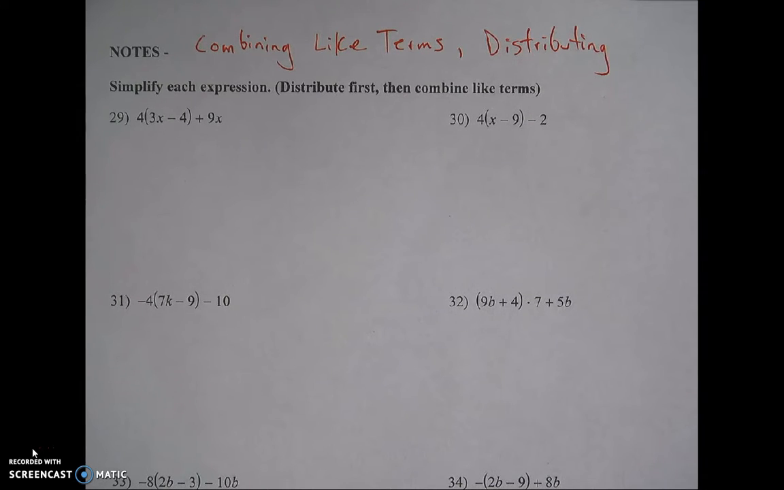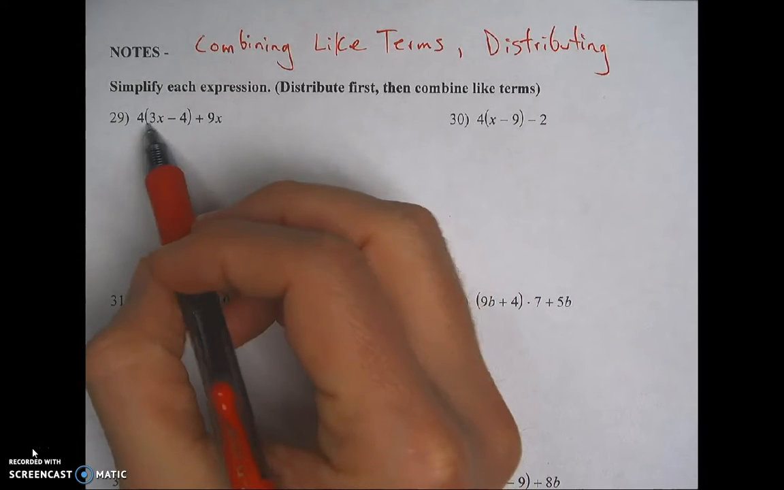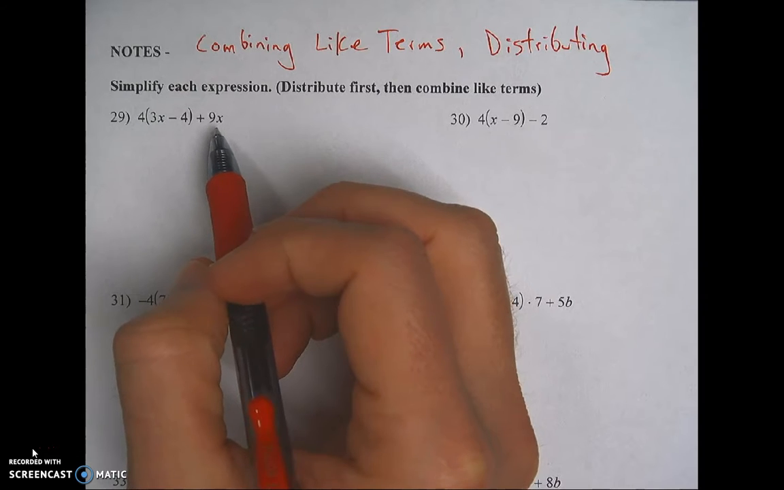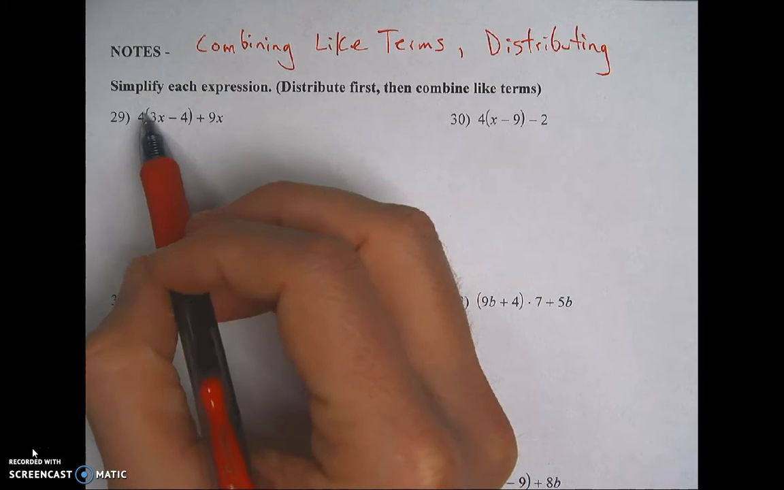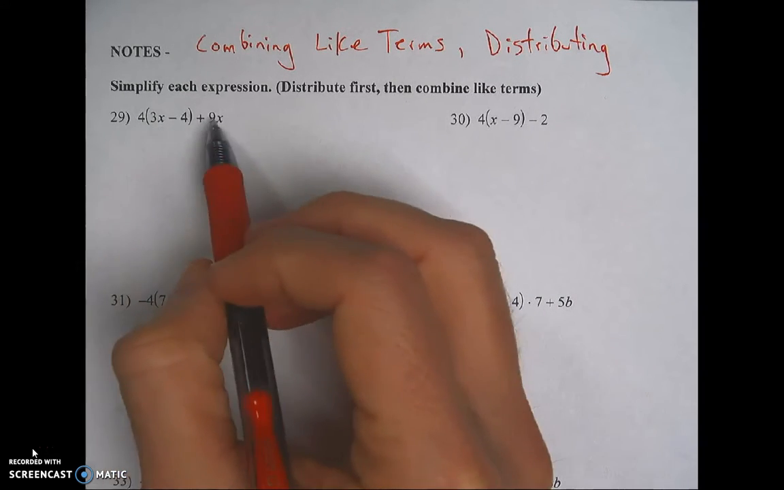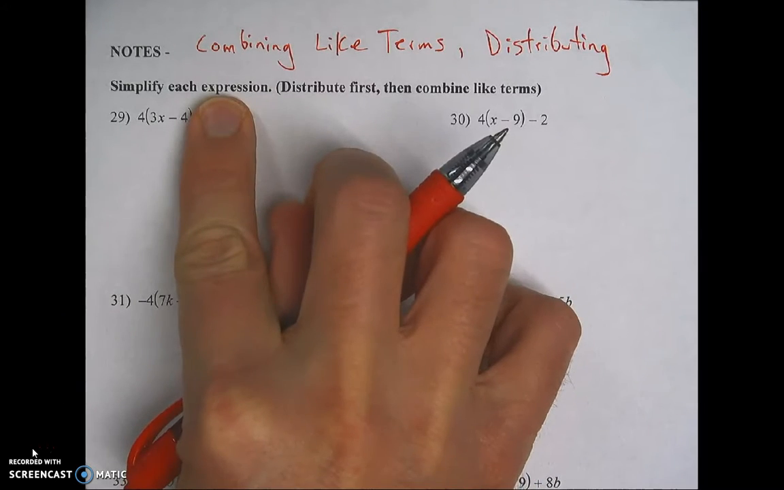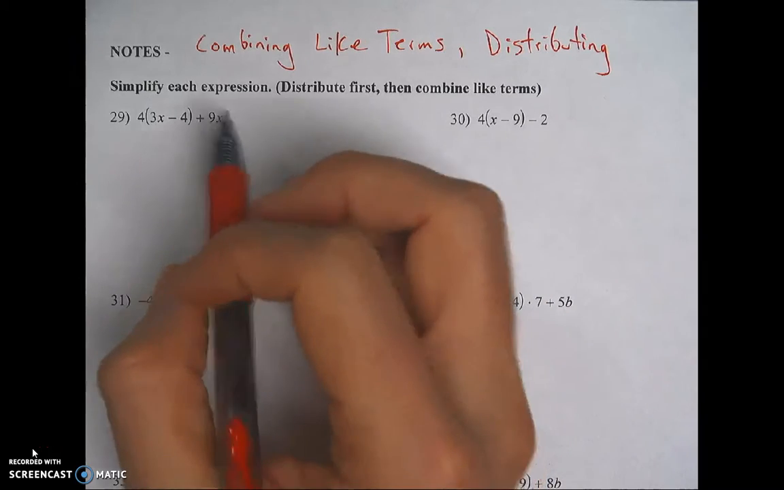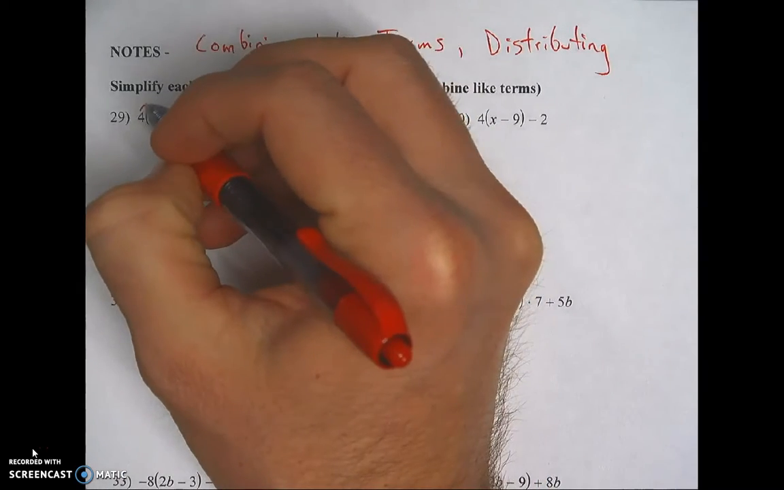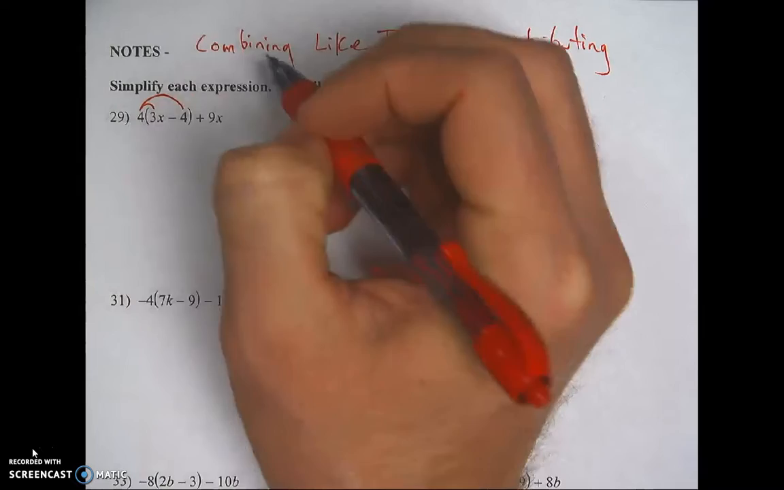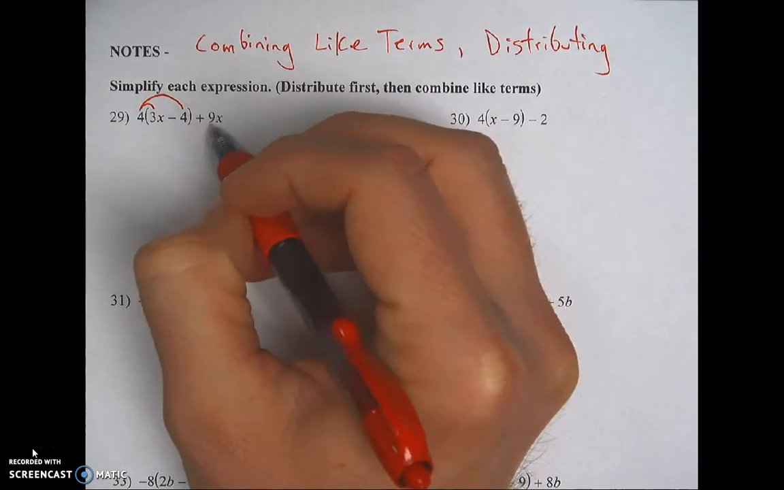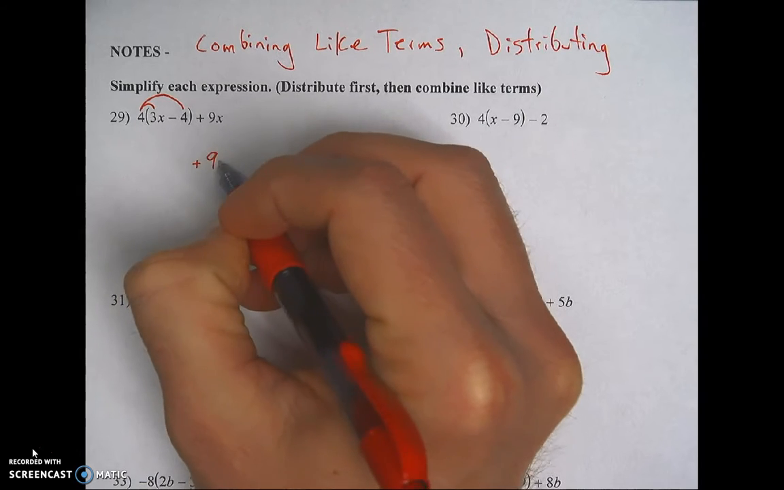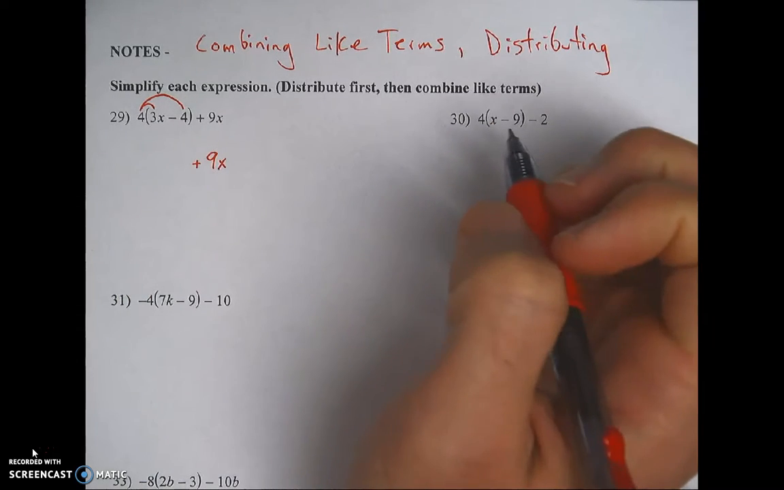So when we look at 29, I see these parentheses being multiplied by 4 plus 9x. So it's important to see that only the 4 is being multiplied by this quantity. The plus 9x is on the end. So my first step is going to be to distribute and get rid of these parentheses, just like we did yesterday. And so this plus 9x is not going to be affected at all. So I can literally just bring that plus 9x down, and I'll worry about it on my next step.